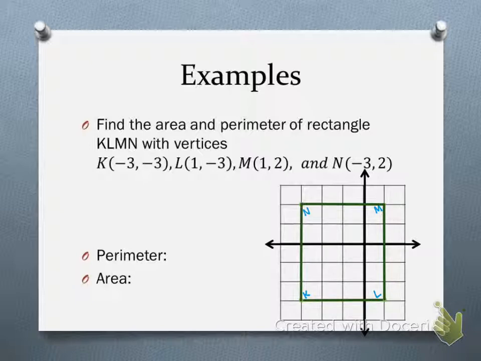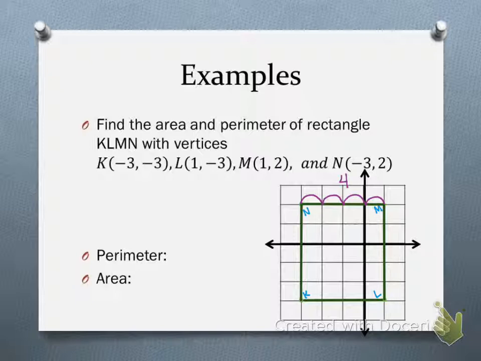Our next step, in order to find perimeter and area, is to find the length and the width, or the base and the height. Since we have a nice grid already shown, I'm going to count from the furthest left to the furthest right to find the base, and from the furthest bottom to the furthest top to find the height. I started at N, and I went 1 unit, 2 units, 3 units, 4 units to get to M. So our base would be 4.